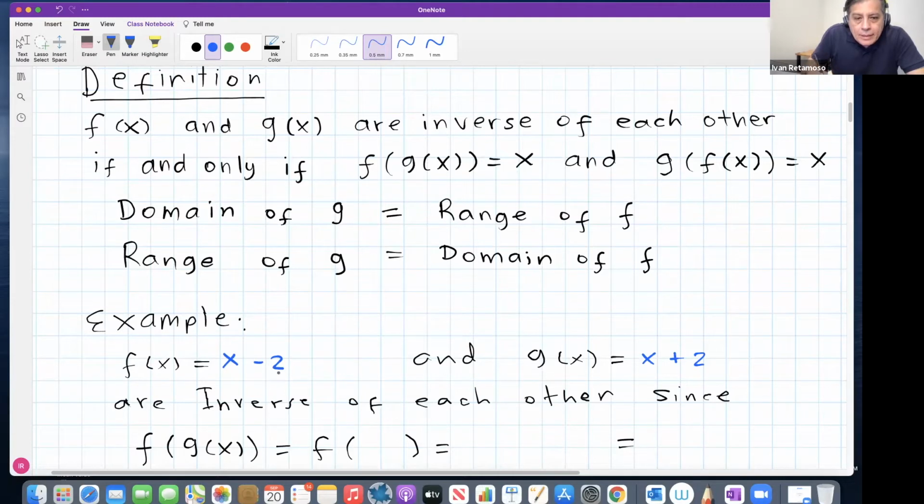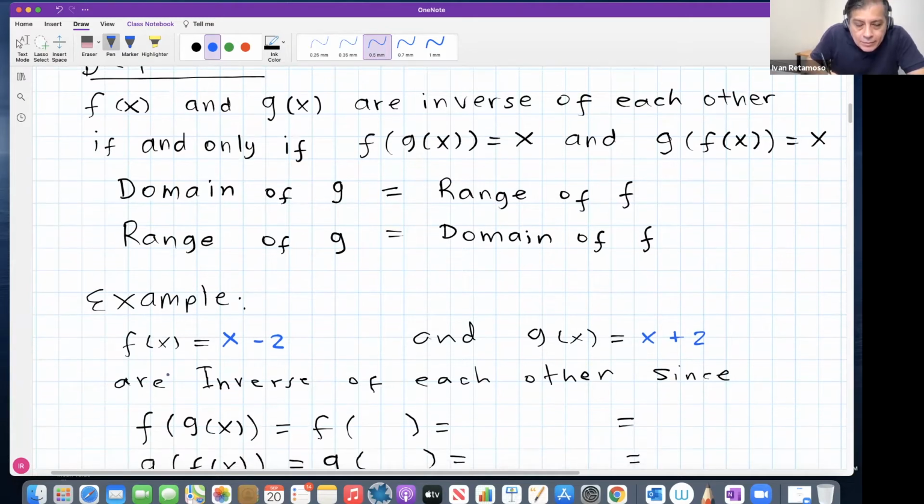These two functions, x minus 2 and x plus 2, are inverse of each other since the following happens. If you do the composition f composed with g, remember the g function is x plus 2, so f of x plus 2, evaluating x plus 2 here, gives us just, after canceling the 2's, x. So it checks the first condition. This is the condition check.